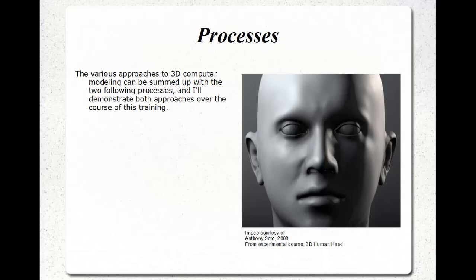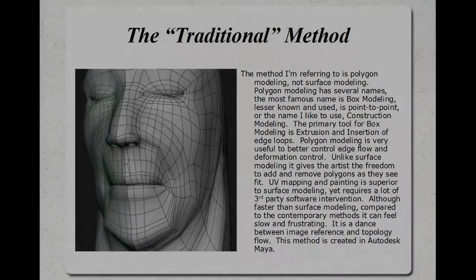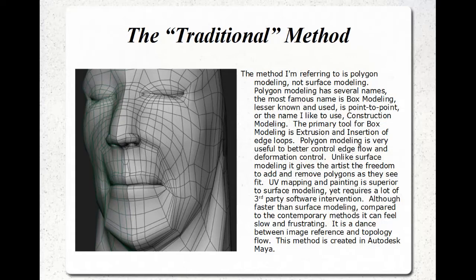So the processes that I want to discuss are the various approaches to 3D computer modeling that can be summed up into the two following processes, both of which will be demonstrated throughout the course of this training. So there's the traditional method. The method I'm referring to is polygon modeling, not surface modeling. So I'm not going all the way back to early 90s. I'm more like late 90s, early 2000, when polygon modeling had several names, and the most famous name is box modeling, and then lesser known and less used is point-to-point, or the name that I like to use is called construction modeling. So construction modeling to me is where you just rip apart the model. I actually cover this quite a bit in the Introduction to 3D Modeling coursework.